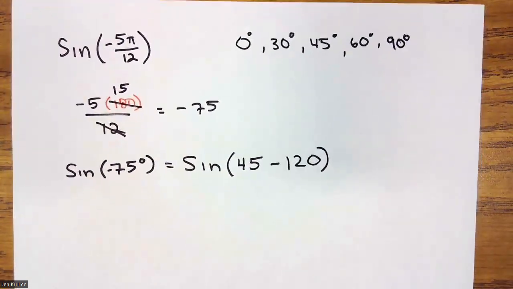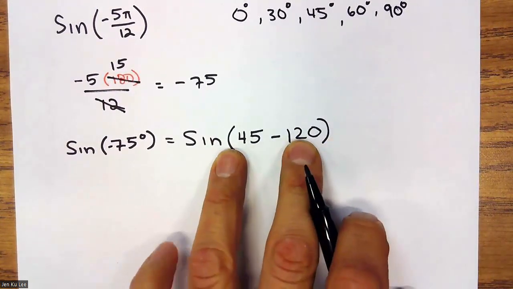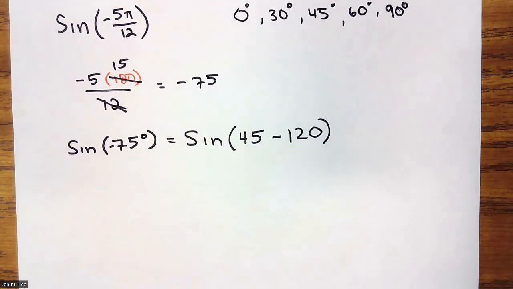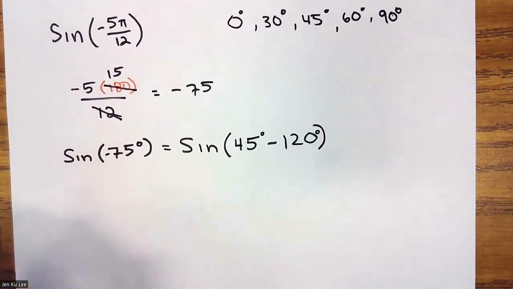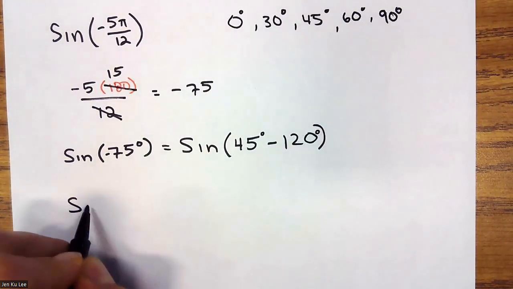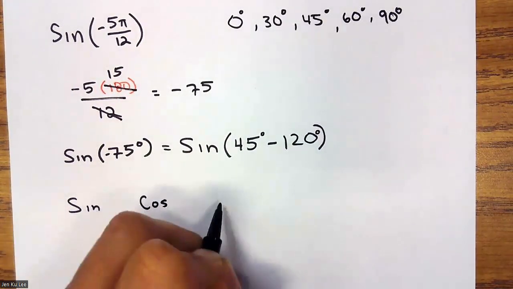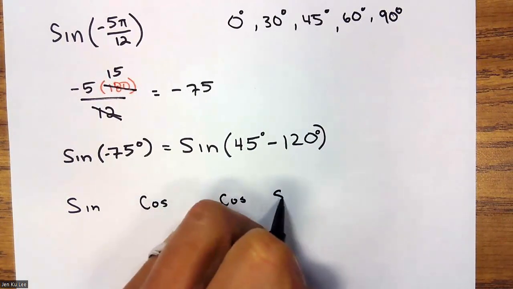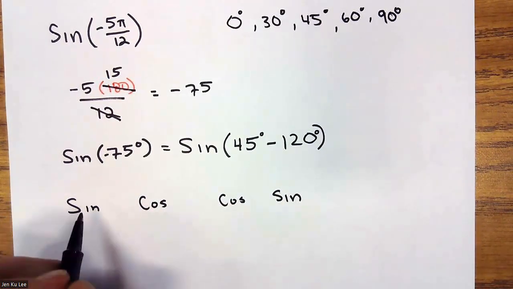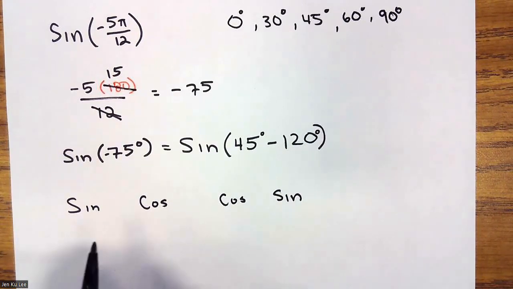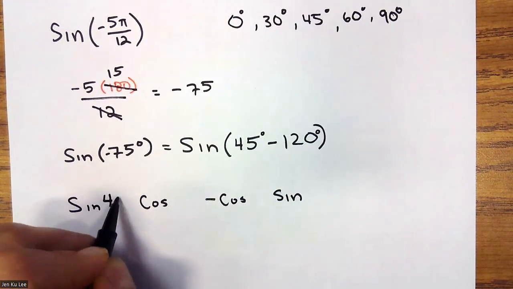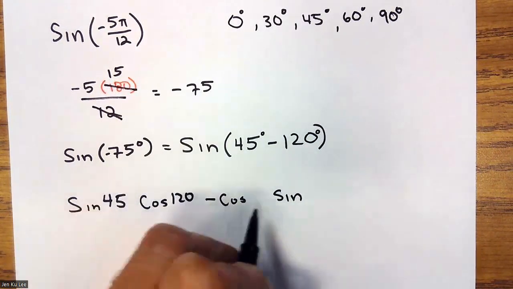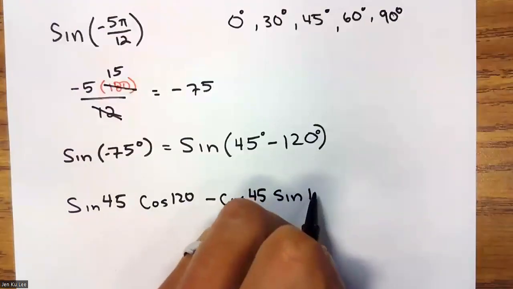So that's the thing that I'm going to work with: sine of 45 minus 120, and these are degrees. So I know it's sine, cosine, cosine, sine. Since that's a minus, this is a minus, and this is going to be 45, 120, 45, 120.